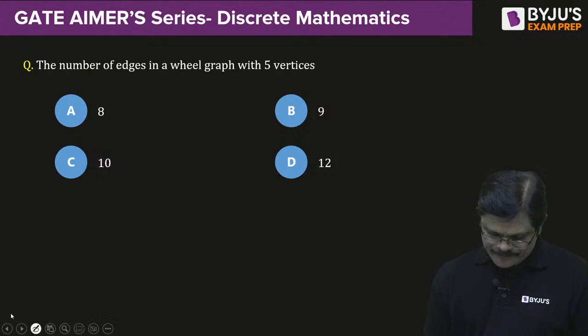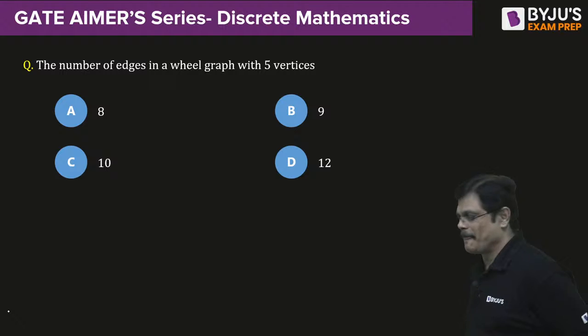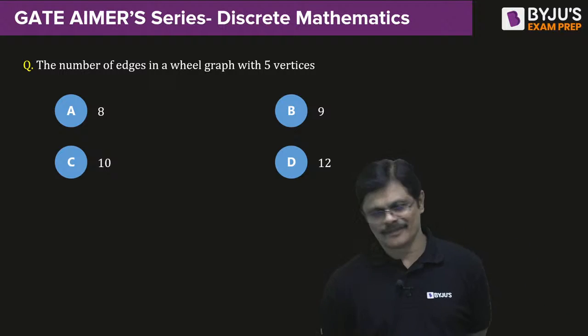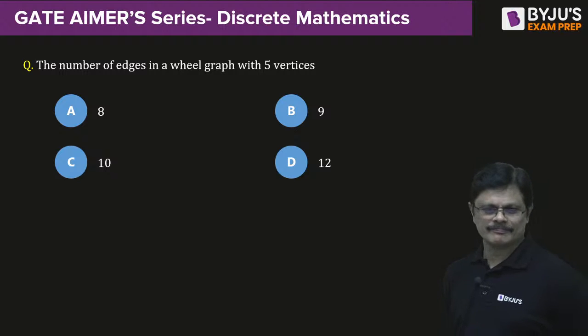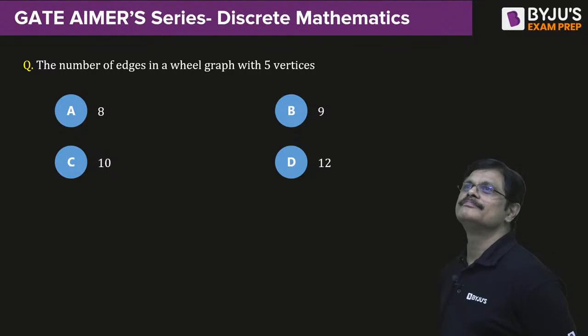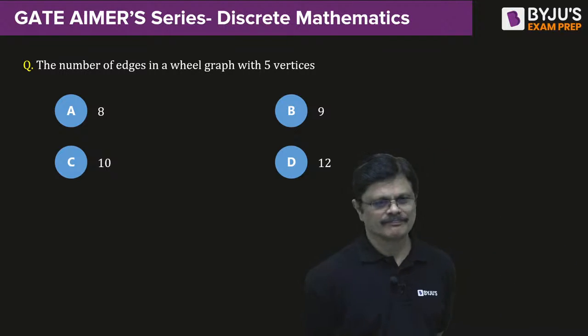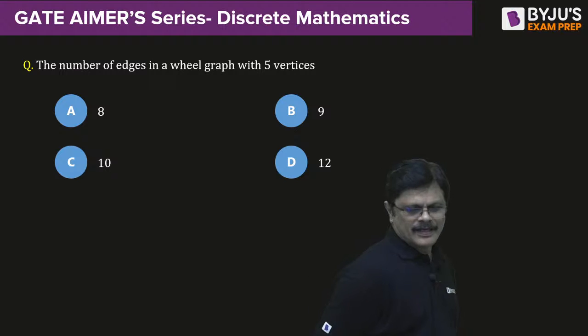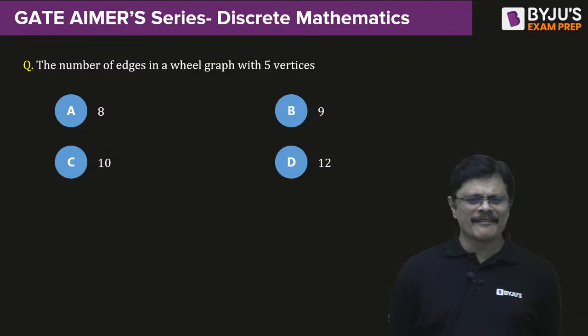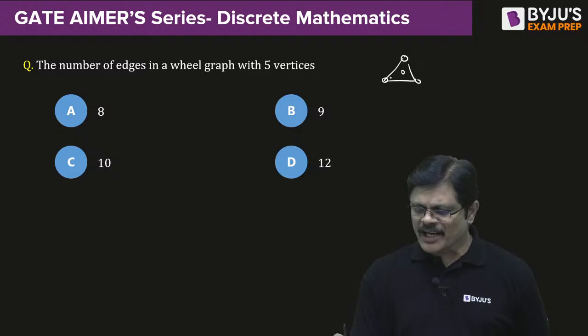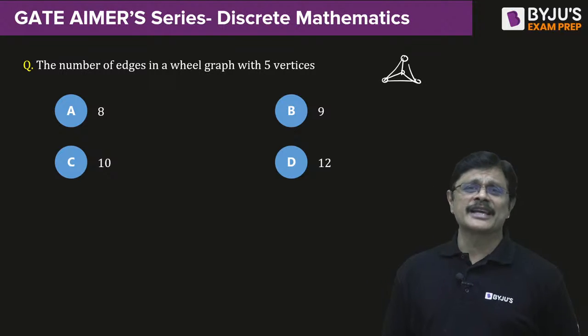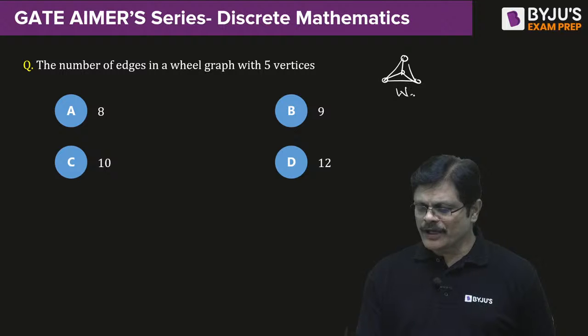Now the next one. Number of edges in a wheel graph. What is a wheel graph, sir? For those who do not know, a wheel graph is a cycle graph with an additional vertex which is adjacent to all the vertices of the cycle. So it is W3 you call it.